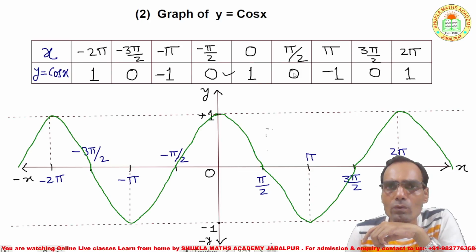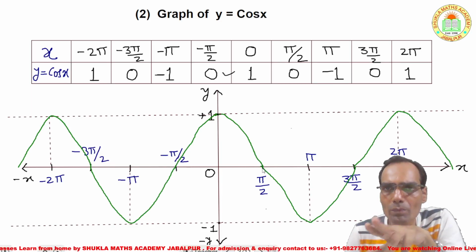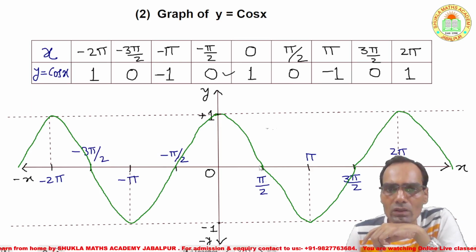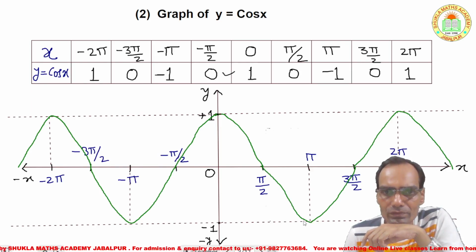So at pi by 2, cos pi by 2 is 0. So it becomes 0, so it's going down up to pi by 2 on the x-axis. Next value is pi and it is -1. So it is going negative at -1, right? Because here it is -1. So this value is -1 at the point pi.